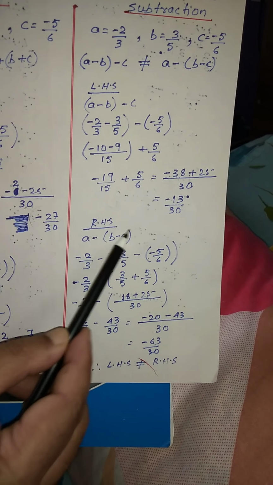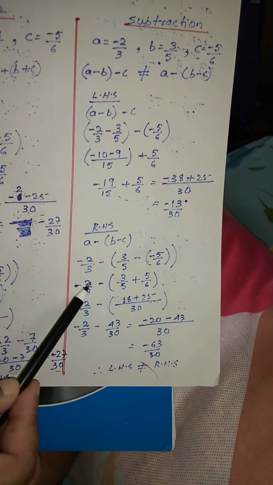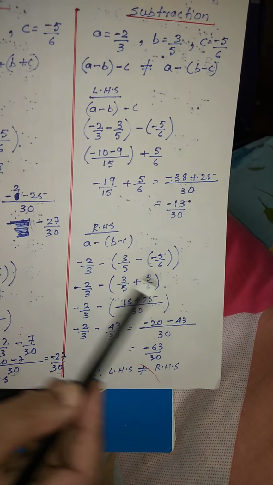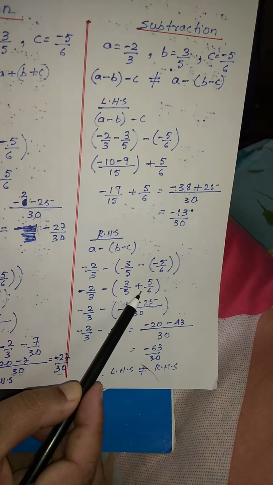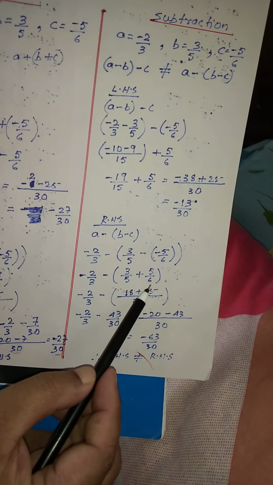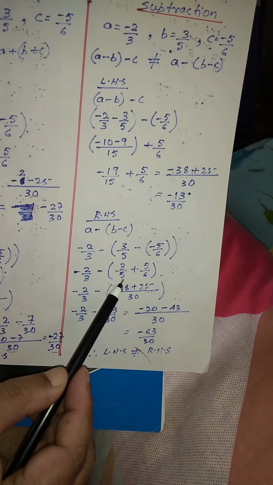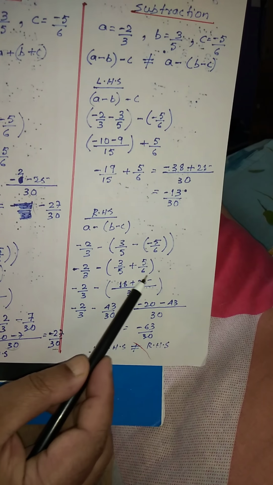So a minus, inside the bracket, b minus c. Just put the values in place of all the letters, students. Now just after solving, we have to open this bracket. That is minus minus is what? Plus. Very good. Now we have to solve this bracket. For that we have to first get the LCM. So the LCM of 5 and 6 is what?